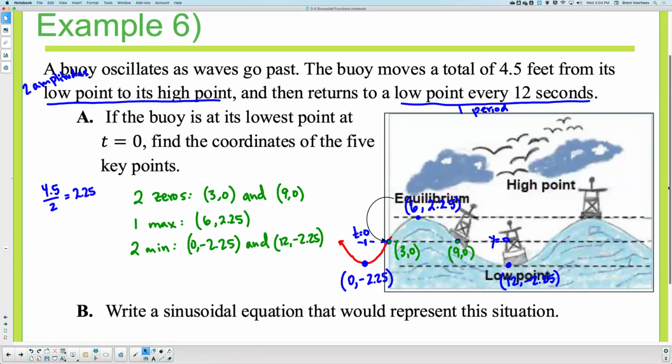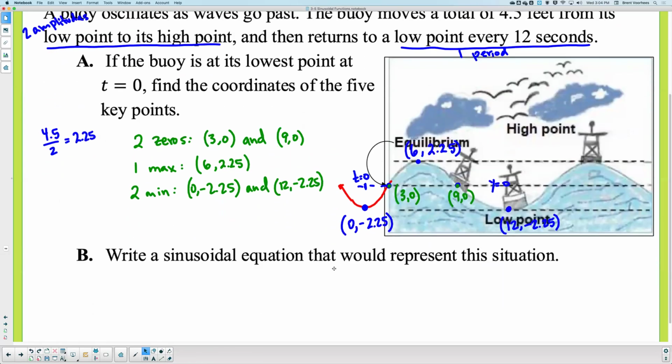Now it says write a sinusoidal function that would represent this situation. Okay, so remember our amplitude here, that is the letter A. Now the period we have is 12 seconds. If the period is equal to 12 seconds, what you do is you substitute 2 pi over b here. So 2 pi over b is equal to 12. And if you solve for b, what you would need to do is multiply by b on both sides. So 2 pi equals 12b, 12 times b, and then we would divide by 12 to get b isolated.